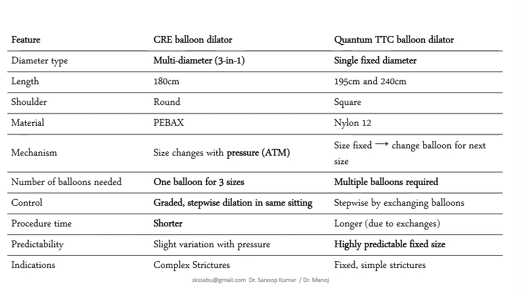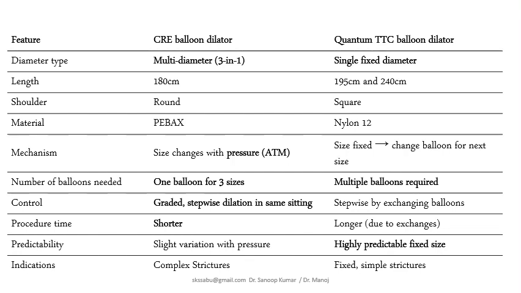So this is the difference between CRE balloon dilator and quantum balloon dilator. CRE balloon dilator, as discussed, is multi-diameter 3-in-1. Quantum is single fixed. Quantum is from Cook and CRE is from Boston. Length of the catheter is 180 centimeter, while in quantum it is 195 centimeter. The shoulders in CRE are round, while in quantum they are square shaped, as I showed. The material is Pebax, which is a dilatable material, for CRE, and this is nylon 12 material for quantum. The mechanism in CRE is that size changes with the ATM, with the pressure, while in quantum it is a fixed size.